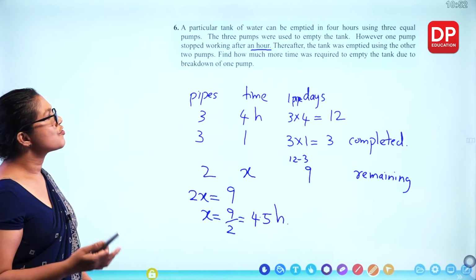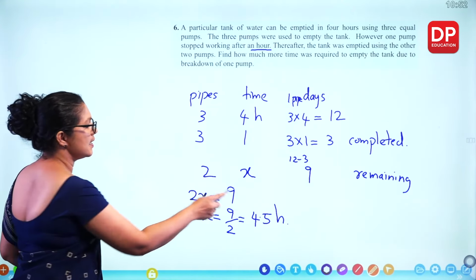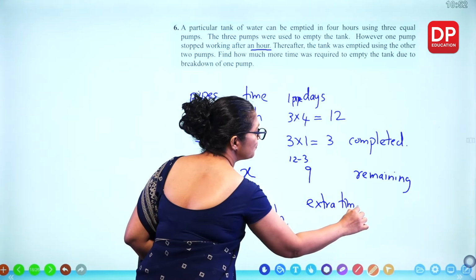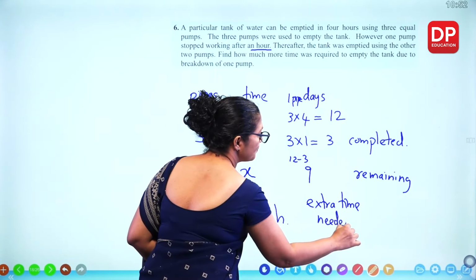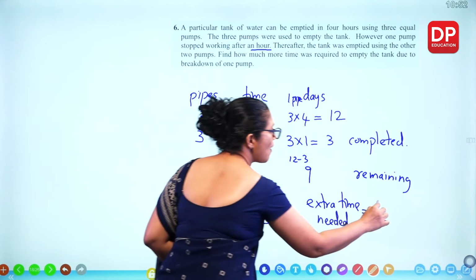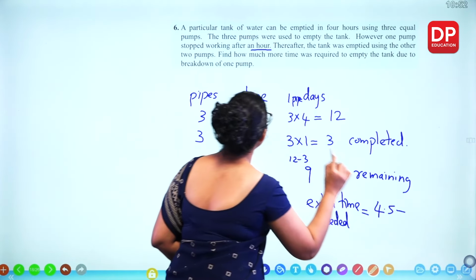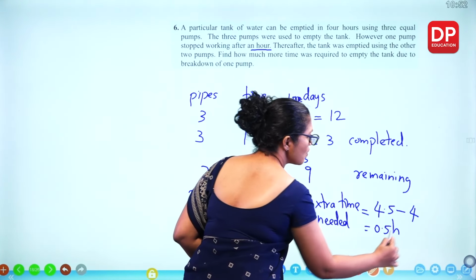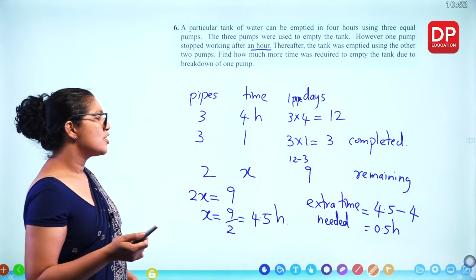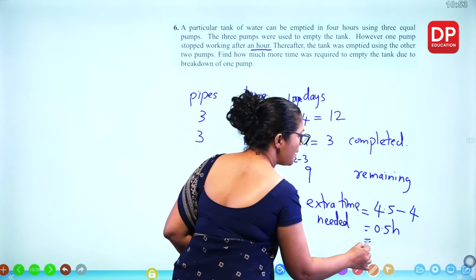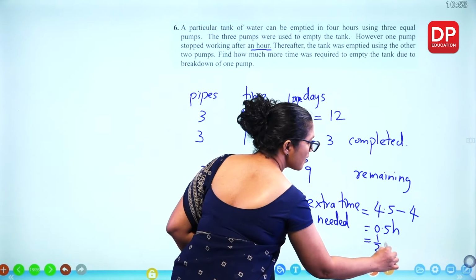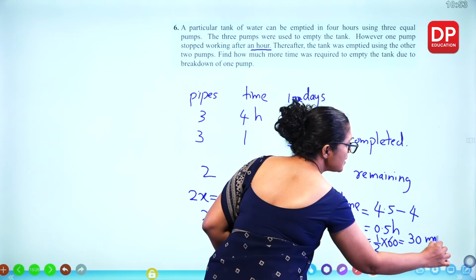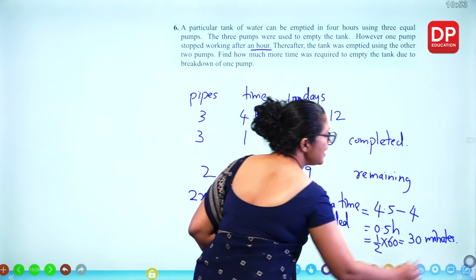So what's the extra time you need? So you subtract extra time needed. 4.5 hours subtract 4 hours. So that means 0.5 hours. So basically when you convert to minutes, you multiply by 60. So 60 divided by 2, that means 30 minutes you need extra.